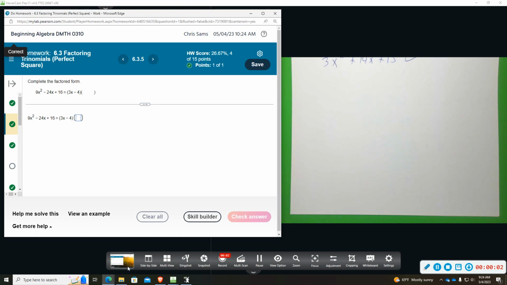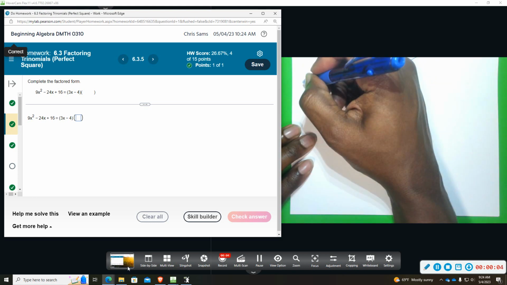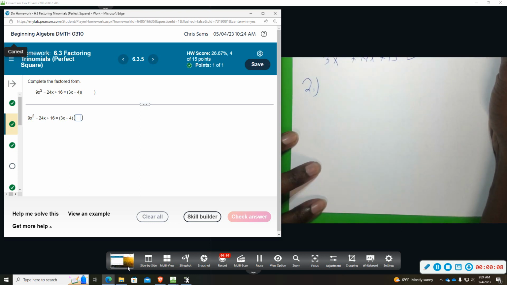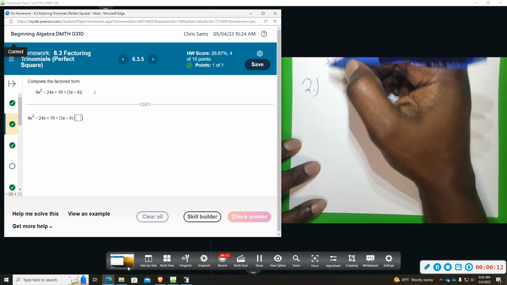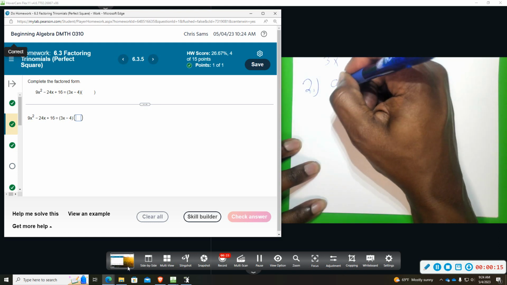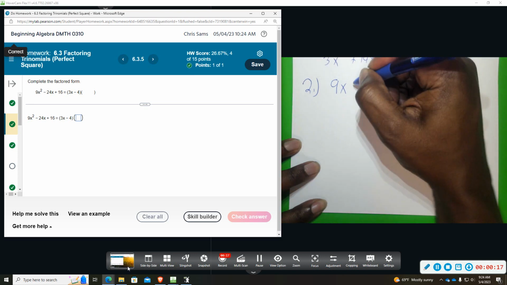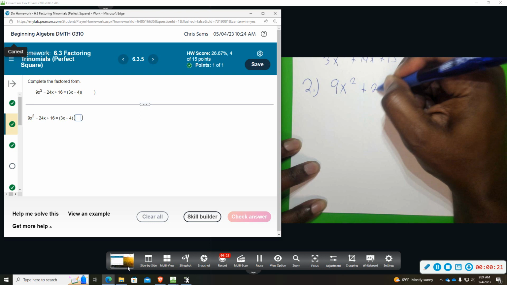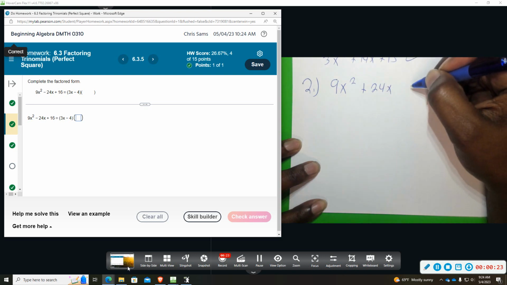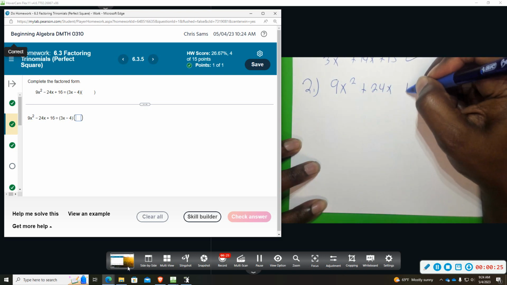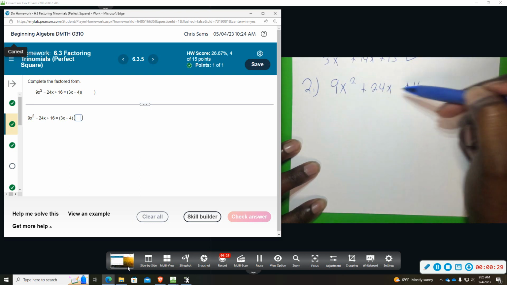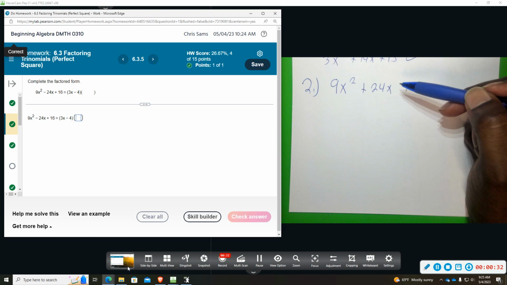All right, number 2. This one also has the problem started out for us. This one will end up, I believe, being a perfect square trinomial, but we're going to go through that factoring process again. So we have 9x squared plus 24x plus 16.